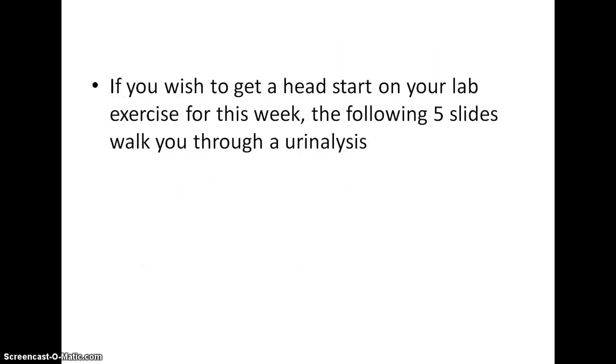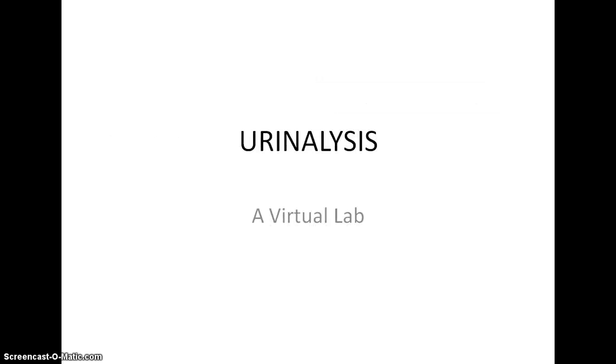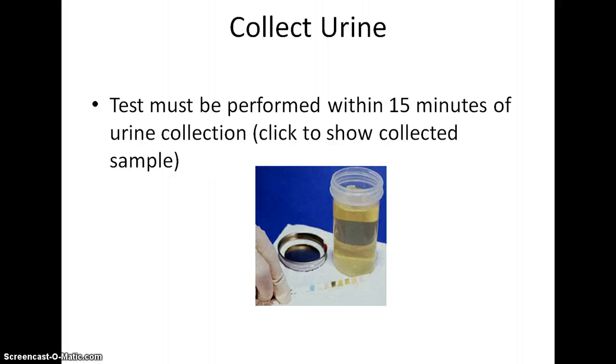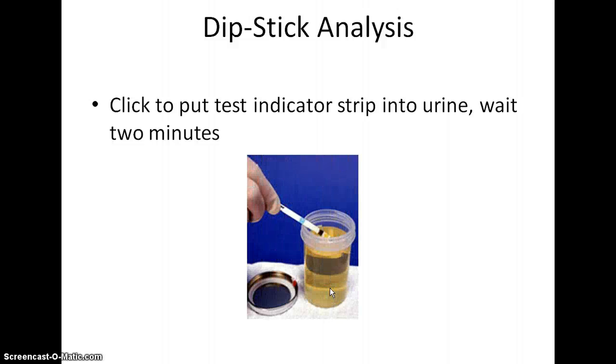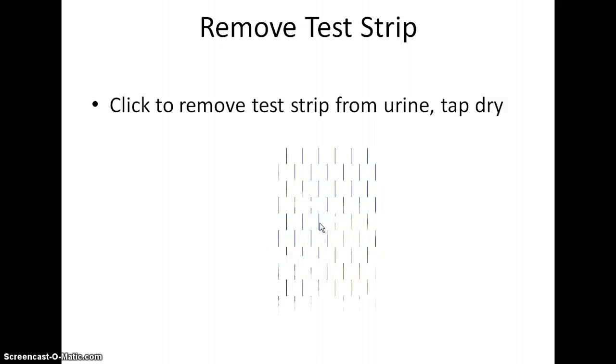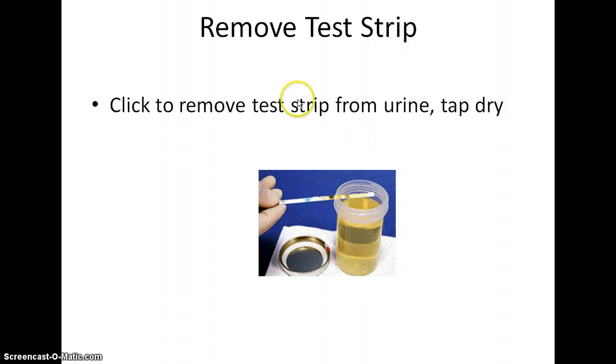So essentially I've got a few slides here to go over. If you wish to get a head start on the lab exercise, the following slides will walk you through a urinalysis. So essentially, ideally the test is performed within 15 minutes of the sample collection. I'm sure most of you are familiar with this. You have a little urine collection cup. There's your little dipstick called a chem stick. And then essentially you put the test indicator strip into the urine, wait about 2 minutes, remove it, tap it dry, and then essentially you can read.